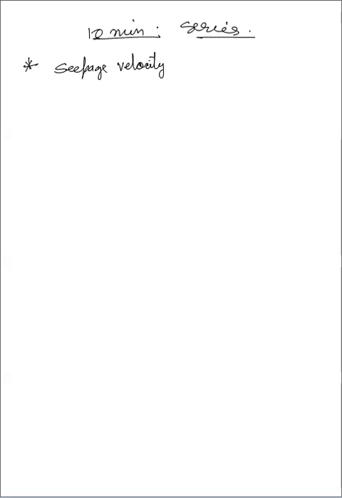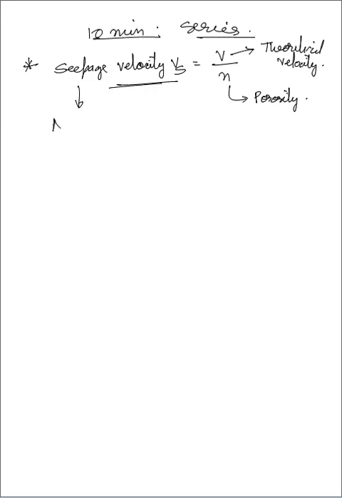Seepage velocity is denoted by Vs, and the formula is Vs is equal to V upon N. Now what is V? V is your theoretical velocity. This chapter is related to permeability, and N is your porosity. So seepage velocity, basically, is your actual velocity.